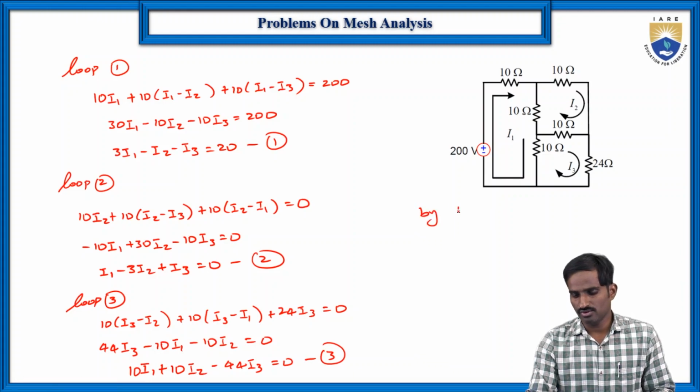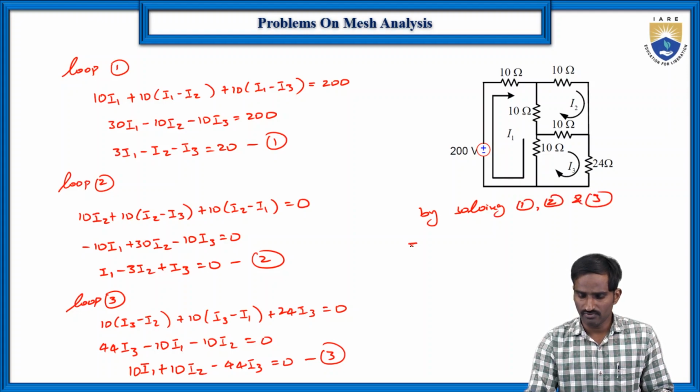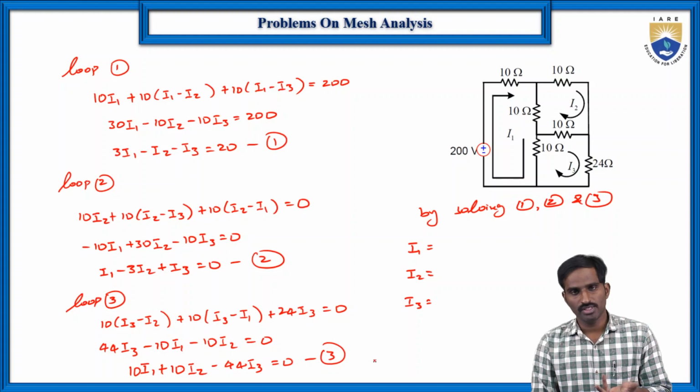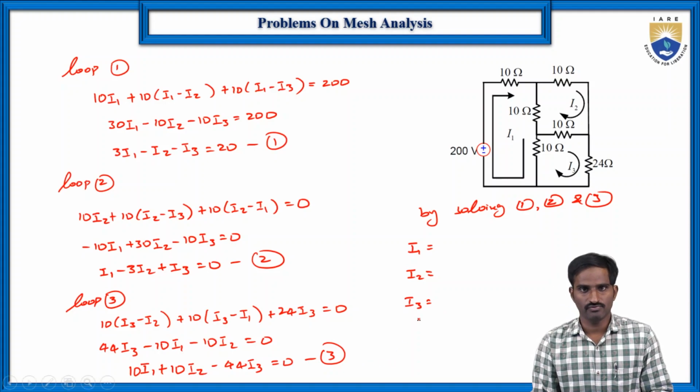Then by solving equations 1, 2 and 3, we can find the values of I1, I2 and I3. Again, you can apply Cramer's rule or simply use a calculator to find the values of I1, I2 and I3. Fine.